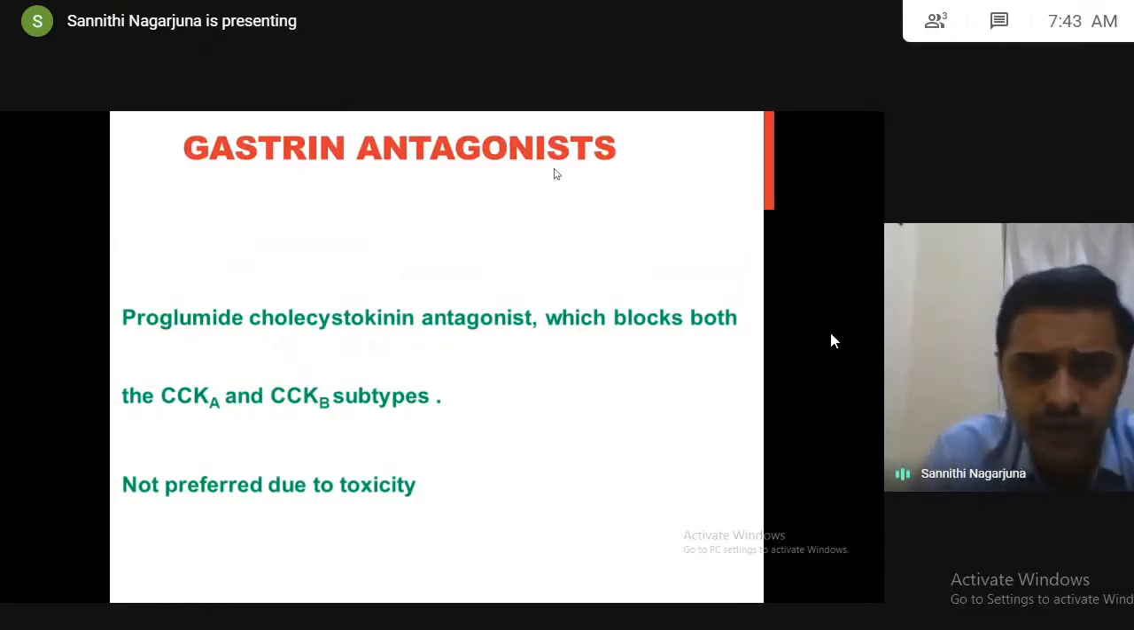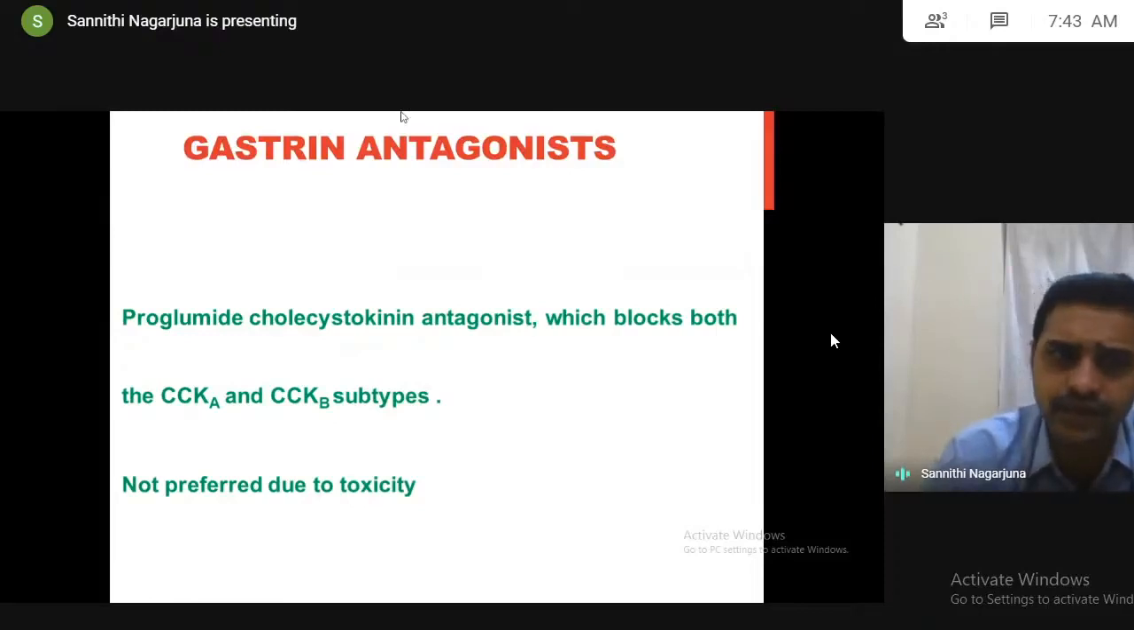Another is gastrin antagonist. I told you gastrin is one of the aggressive factors, increases acid secretion, which acts through CCK-A and CCK-B receptors, the cholecystokinin receptors. Only one example for this category is available, that is proglumide, which is also not used because of severe toxicity.